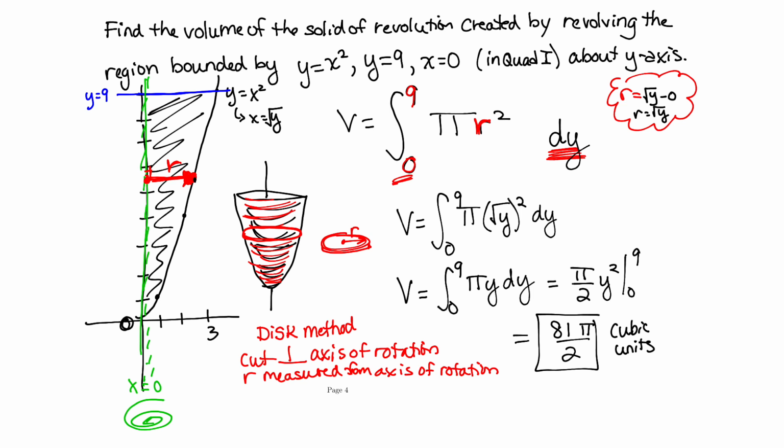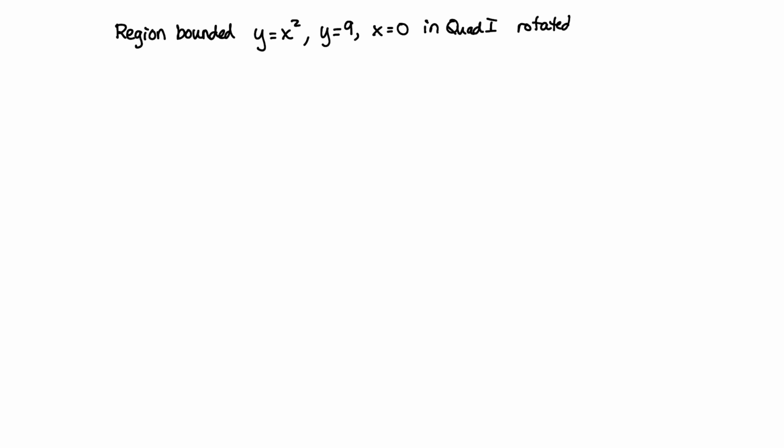All right. Take the same shape, but send it around the x-axis. Still bounded, so this time I want to take the region bounded by the same region, y equals x squared, y equals 9, x equals 0, in quadrant 1. I want it in quadrant 1, and I want it rotated about the x-axis.